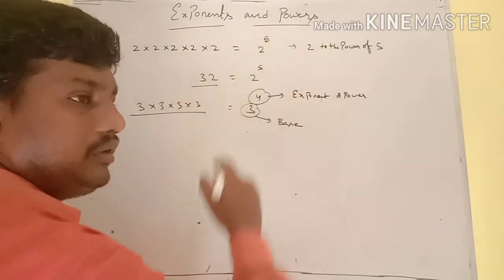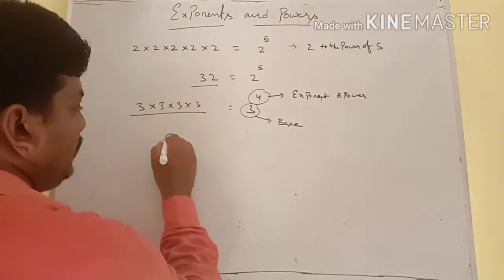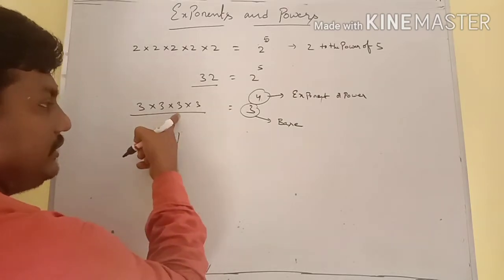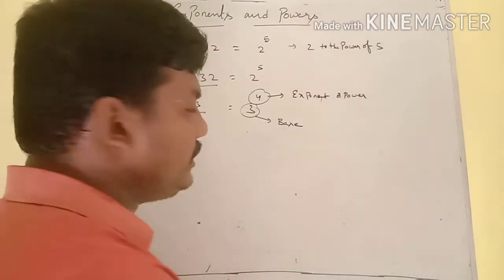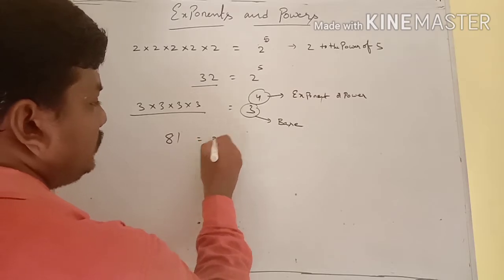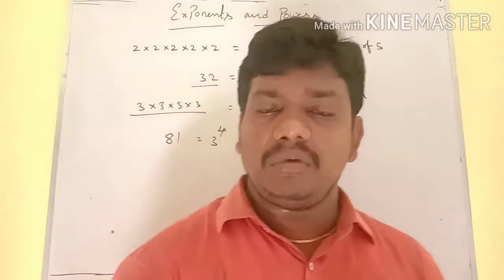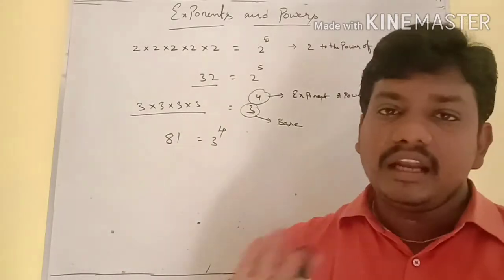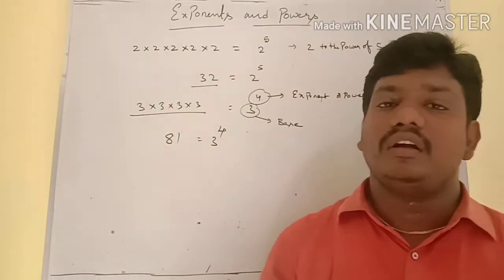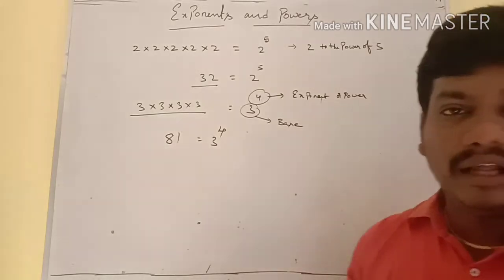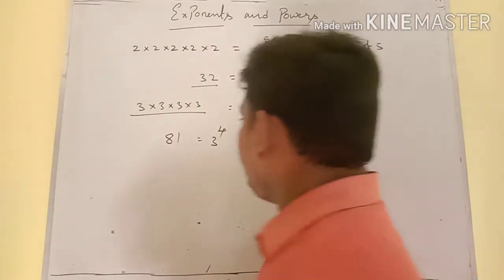So 3 power 4, 3 to the power of 4, or 3 is raised to the power of 4, has the value 81. 3 3s are 9, 9 3s are 27, 27 3s are 81. This 81 can be written as 3 to the power of 4. If any number can be represented in the form of its powers, then it is known as exponential form.